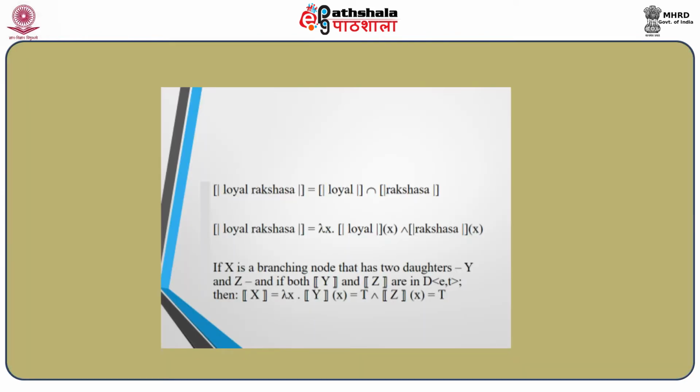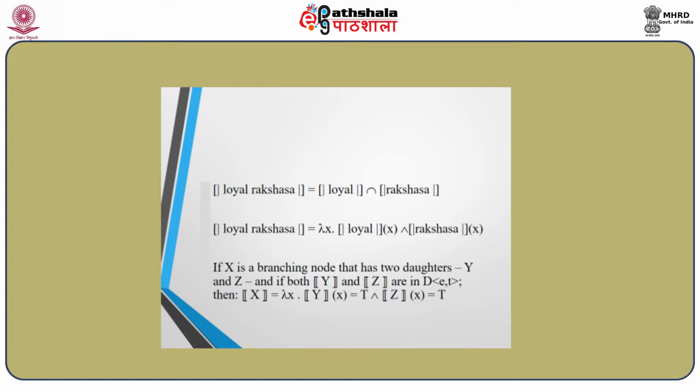For Kumbhakarna to be a loyal Rakshasa, he must be a member of two sets, the set of Rakshasas and the set of the loyal, basically an intersection of the two properties, loyal and Rakshasa. Hence the term intersective adjectives.